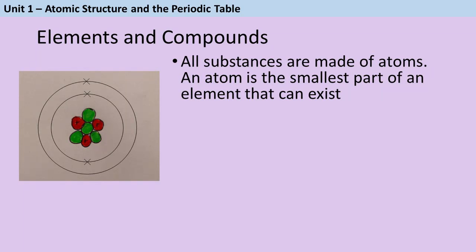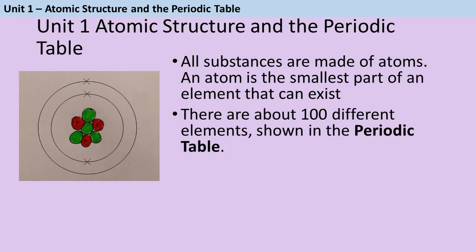So the first part of the GCSE is all about elements, compounds and mixtures. And to understand that, you need to understand a little bit about atoms. All substances are made of atoms, and an atom is the smallest part of an element that can exist and still be that element. There are about 100 different elements, and they are shown in the periodic table.